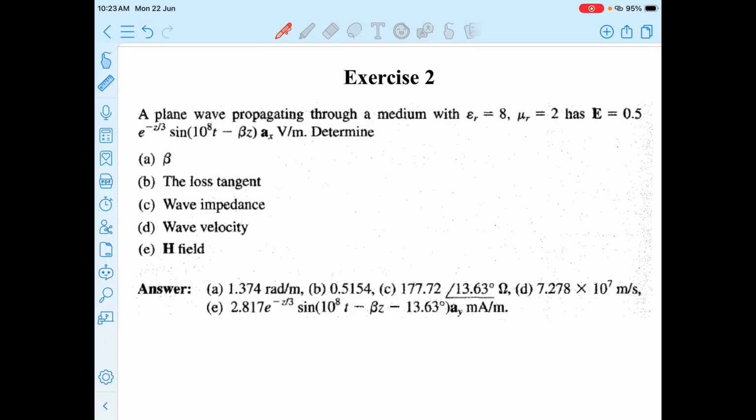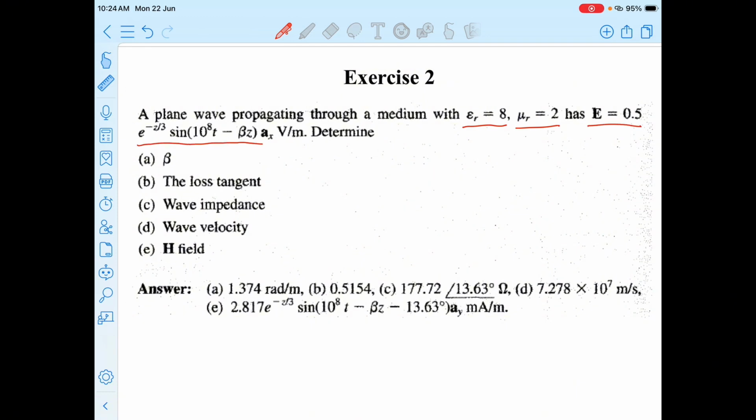Hi everyone. In this video, we are going to learn how to solve this exercise 2. We have a plane wave propagating through a medium, and this is the property of the medium. The question didn't tell us what type of medium this is. They give us the dielectric properties. This plane wave has an electric field of this.